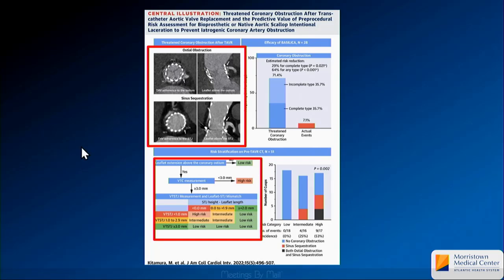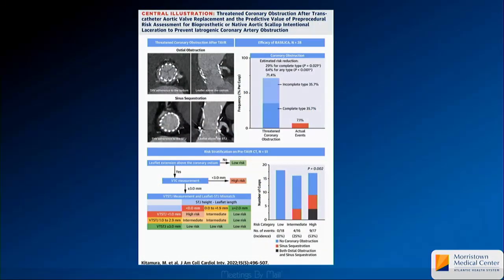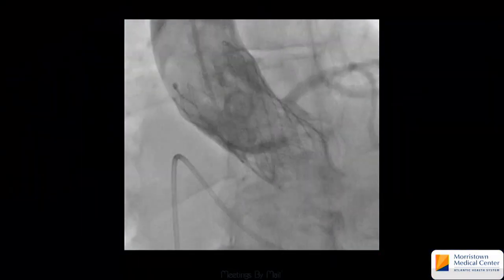At the bottom, they developed a risk prediction algorithm. And why is that important? That's important because we now have a number of approaches to leaflet laceration or cutting: BASILICA, UNICORN, and ShortCut, all of which should be considered in patients who have these high-risk features. And in fact, this is the same slide I showed you before, but highlighted here is the favorable impact of doing a BASILICA procedure in the patients that the algorithm identified as being at high risk for coronary artery occlusion. So we have tools. We need to identify the patients who will benefit from them.